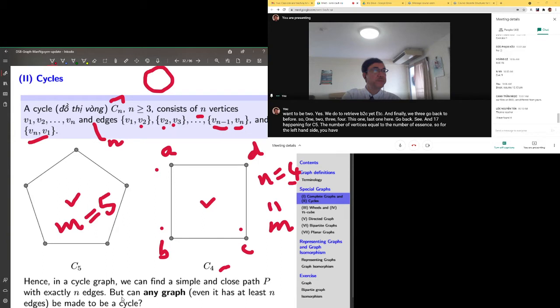But the problem is we ask the other way question. Any graph, even if it has at least n connections, can we make that a cycle? So this is a different way, okay? In a cycle, you can find a closed path. That's correct. We just did that by drawing the picture here or the picture there. But the other way around, I'm not sure. So that's why we put the question here. Any graph, can we make a cycle? Even if the number of connections is at least n.